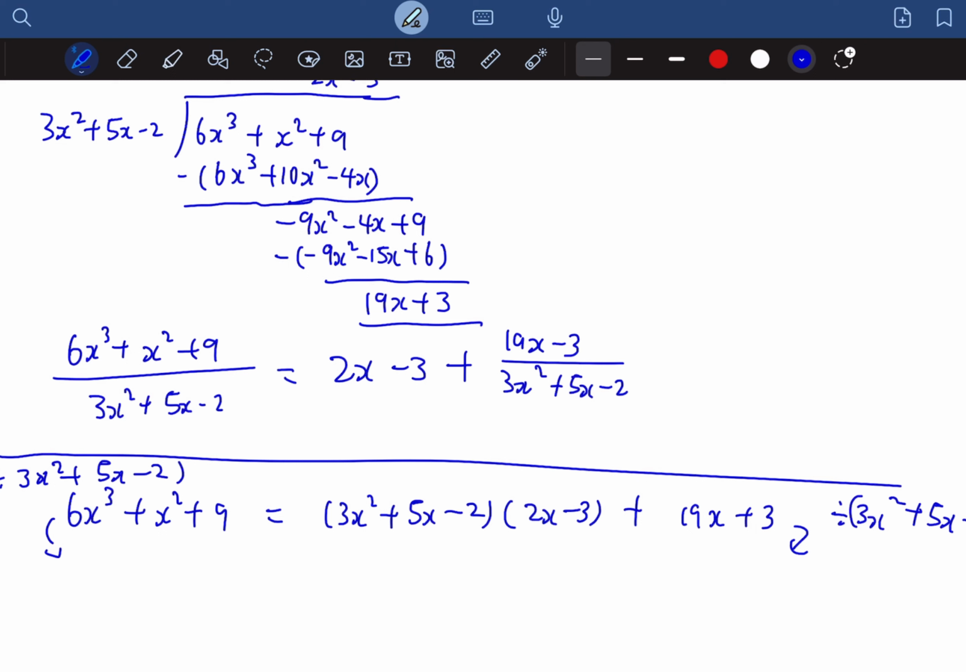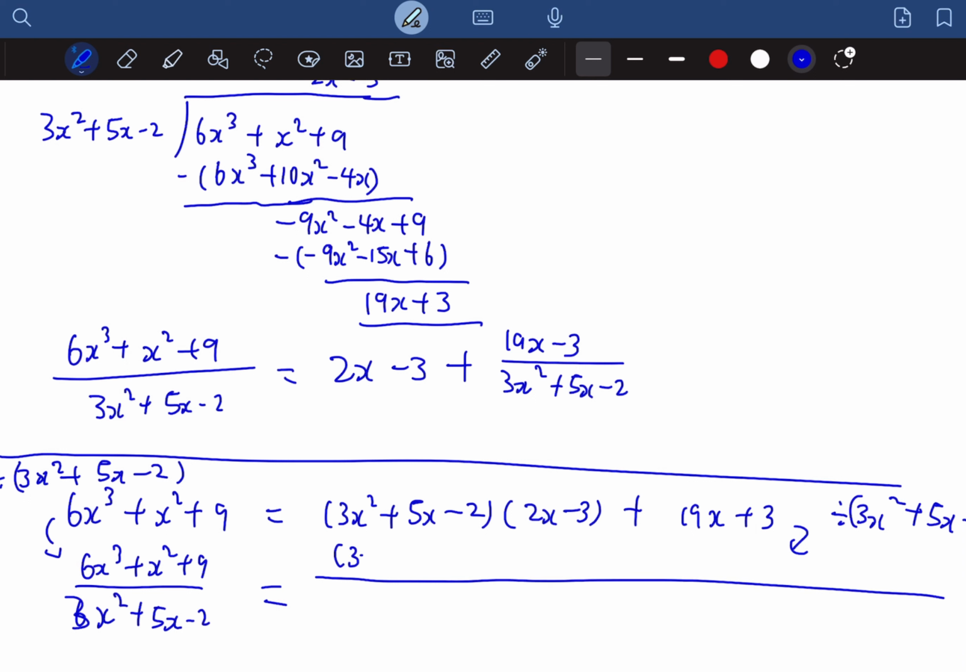Okay, so for this, I'll have (6x cubed plus x squared minus 9) over (3x squared plus 5x minus 2). So this will be the question. Then my right hand side, whole thing, I divide by 3x squared plus 5x minus 2: (3x squared plus 5x minus 2)(2x minus 3) plus (19x plus 3). So with this, divide by 3x squared plus 5x minus 2.